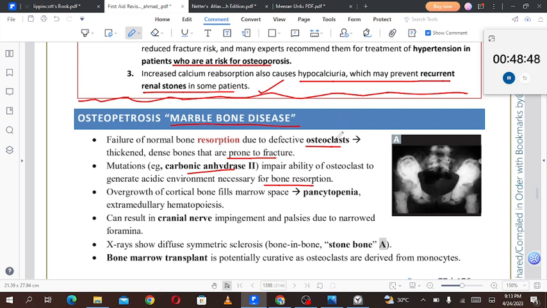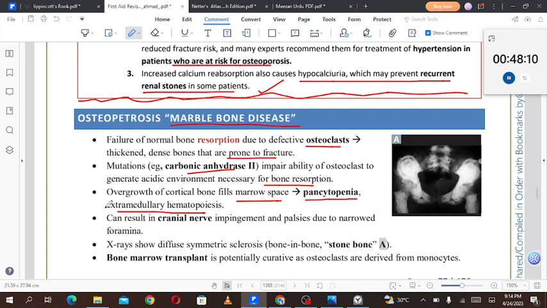So let's come back. Overgrowth of the cortical bone fills the marrow space, which results in pancytopenia and extramedullary hematopoiesis. If the marrow space is filled, hematopoiesis will not occur there, so we can experience pancytopenia. Extramedullary hematopoiesis means hematopoiesis starts occurring in places where it normally does not, for example the liver and spleen, and maybe in the bones of the face.